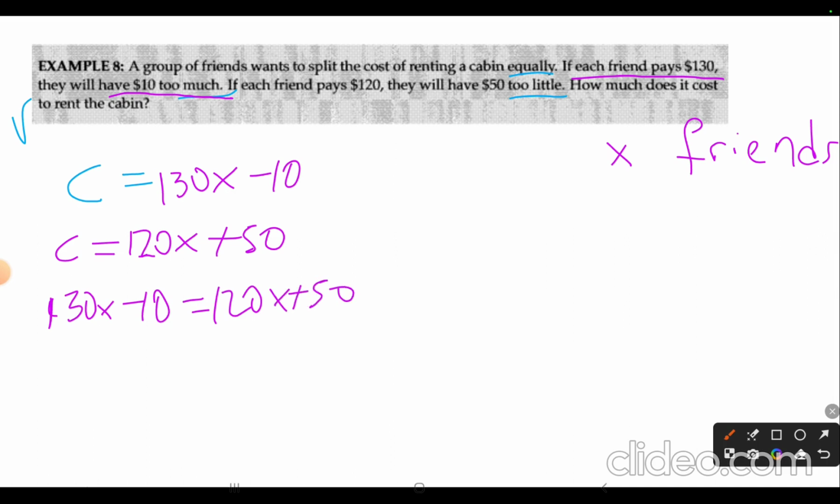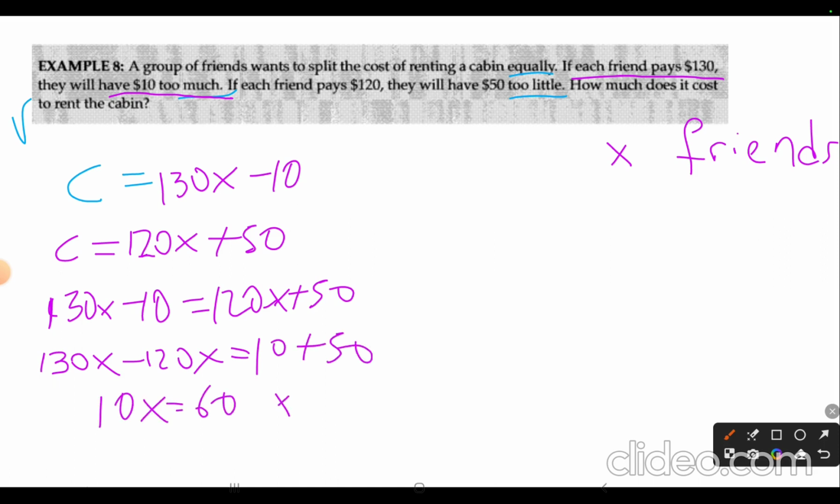Then we take 120x to the left side. We change the sign. And 10 we take to the right side. 10x equals 60, so x is 6. We have 6 people. But the question is cost. You can substitute x to this equation or to this, doesn't matter. Let's substitute to second. 120 times 6 plus 50. 720 plus 50 will be $770. This is the answer.